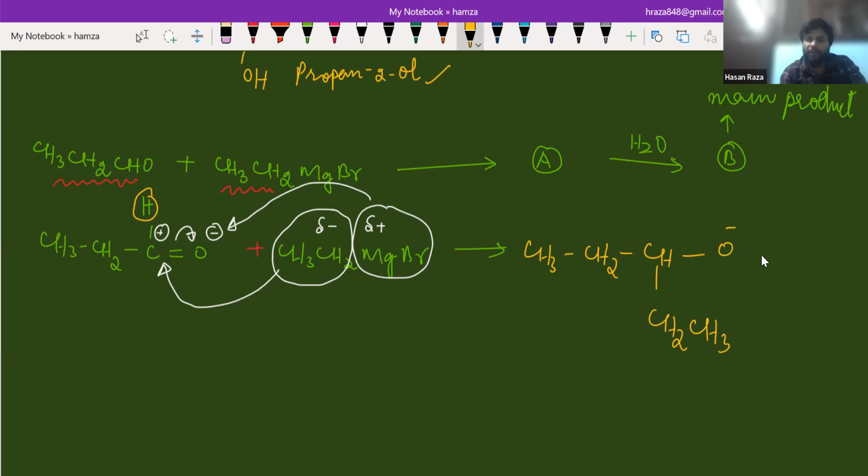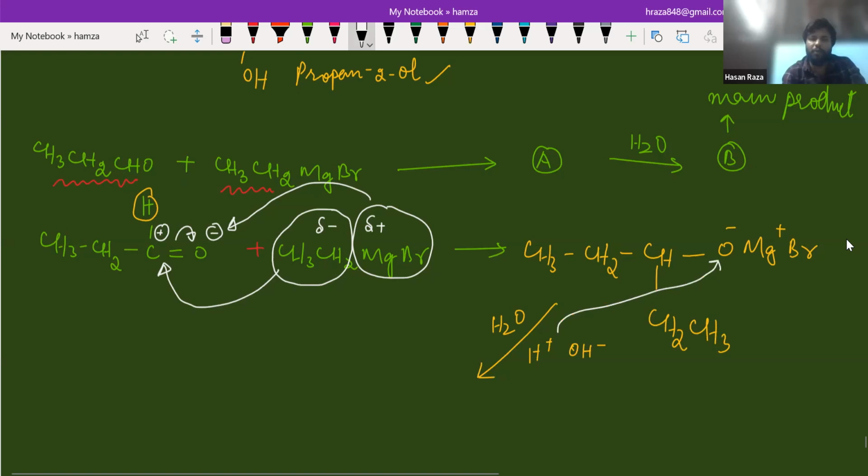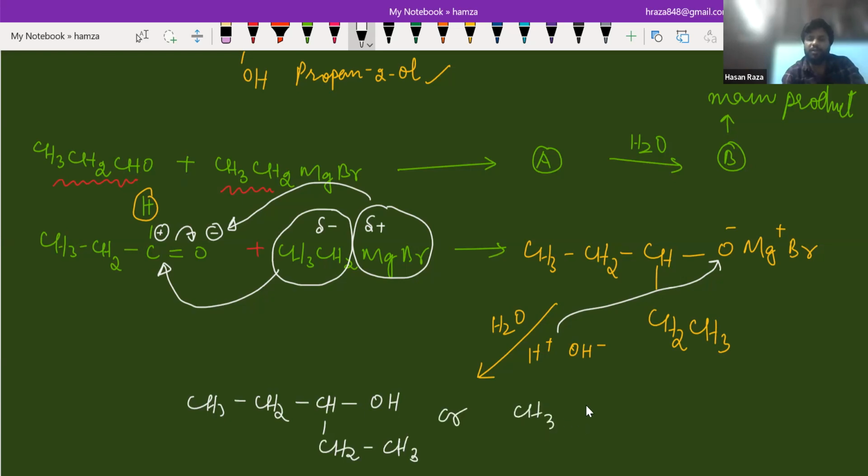Now you can see this will have O negative, MgBr, Mg plus, and Br. Now you are going to do hydrolysis, H2O, that means H plus and OH minus. This positive will go to negative, and you will get the main product as CH3, CH2, CH, and then OH. And you can see the downward will be CH2, CH3. And I can also write it as CH3, CH2, CH, and OH at the bottom, and then CH2, CH. So the answer will be pentan-3-ol.